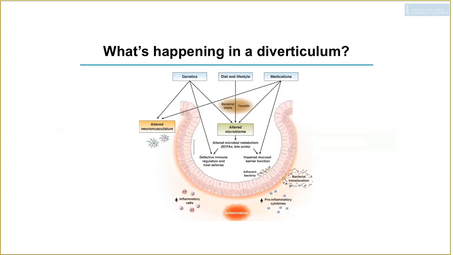So what's happening in a diverticulum? Well, there must be a complex interaction between these things you can see on the slide here, with undoubtedly genetic involvement, with defective immune regulation perhaps. Even the formation of the diverticulum may be genetically associated. There's an interaction with diet and lifestyle, and of course the microbiome that we talk about in association with most diseases these days, and certain medications which may predispose to diverticulosis and indeed diverticulitis.